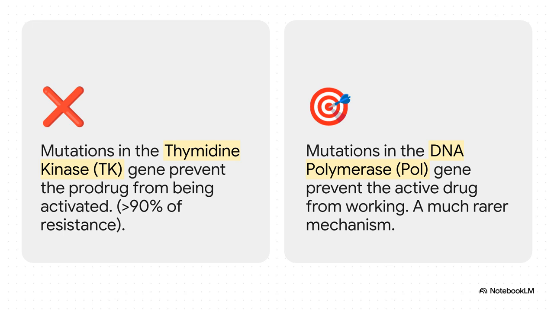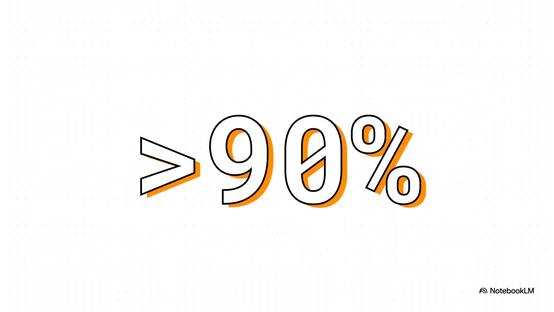The other, less common mechanism is a mutation in the DNA polymerase gene itself, UL30, which is the ultimate target of the drug. And when I say the TK mechanism is more common, I mean it is overwhelmingly more common. Think about this. More than 90% of all the resistant Herpes Simplex Virus 2 strains we find in the clinic have mutations in that thymidine kinase gene. That's exactly why when we do perform genotypic resistance testing, we're almost always focused on that specific pathway.